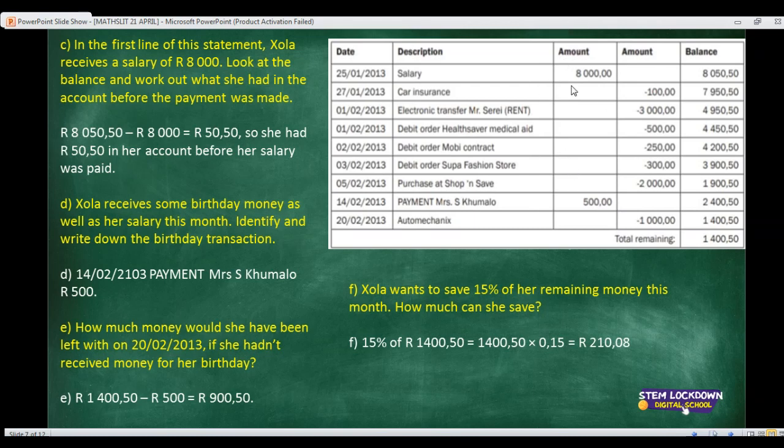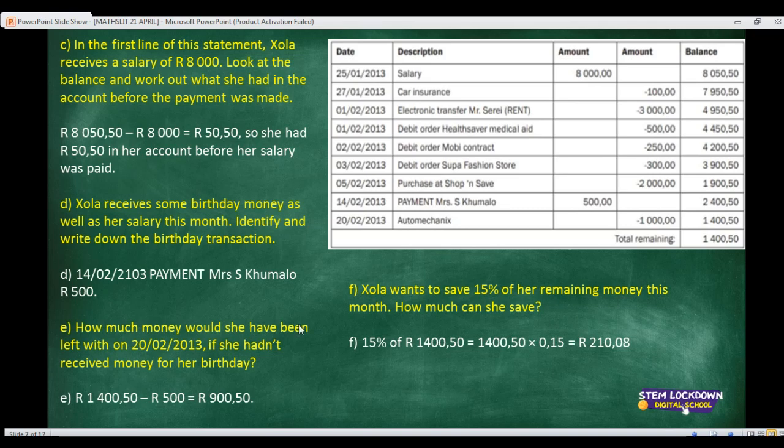Why was this easy? Because we only had two options. There was no other option for income. We only had the 8,000 rands and the 500 rands. And we know for a fact that the 8,000 rand is the salary because it's indicated there. But the description for this birthday transaction is not very clear, and it doesn't give you the information that this is actually a birthday present. It only tells you that this is payment from Mrs. S. Kumalo. But the question is telling us that this is a birthday transaction, and that's how we know that this 500 rand is the birthday transaction. Next question.